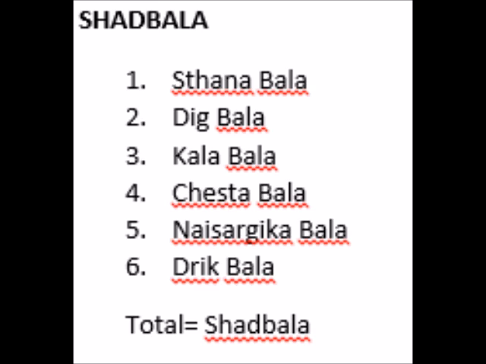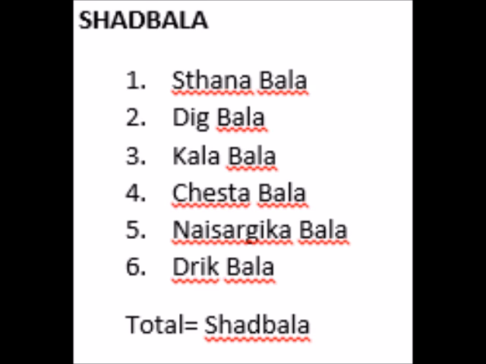And the fifth component of the Shadbala is how much luminosity a planet has. And we know that Sun is the brightest planet, so it has the highest points for the Naisargika Bala, because this basis of providing points is based on the brightness of the planet, and Saturn is the faintest, so it gets the lowest points for Naisargika Bala.